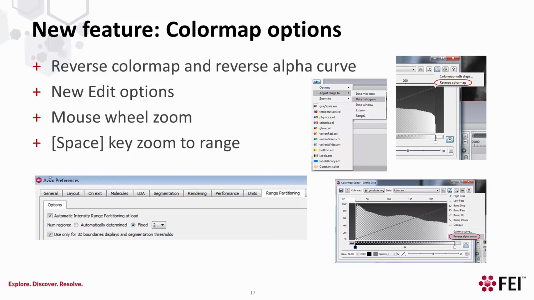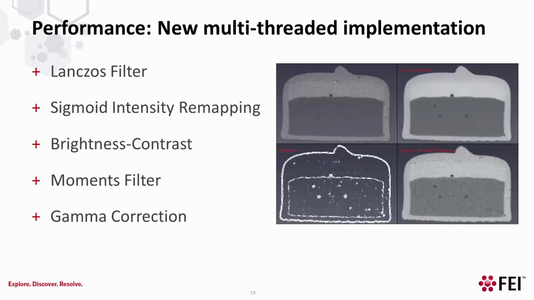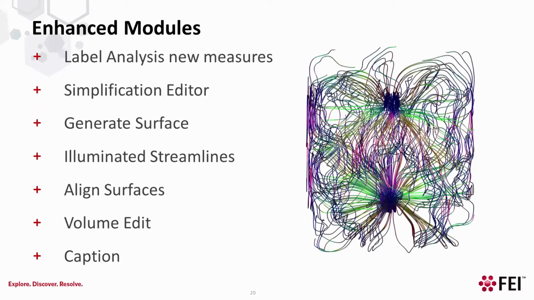With each version of Avizo, we are also trying to enhance the performance of some of the image processing modules and computation modules, in order to make workflows much more efficient and much faster. So these two slides list some of the modules that have been re-implemented using a multi-threaded implementation of the algorithm, so our customers can get a much faster workflow with this new version of Avizo 9.